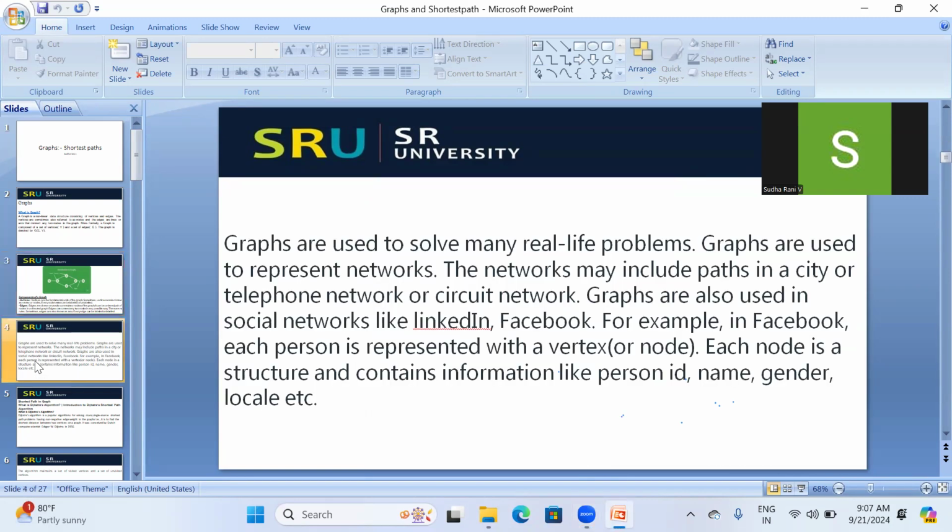What are the real-time applications of graphs? The real-time applications of graphs are all the social media networks, like LinkedIn, Facebook, etc. So how are graphs linked with real life? Here every node is a structure and contains information. If you take the personal information of a user of any social media account, for example, the nodes can hold person ID, name, age, locality, etc.